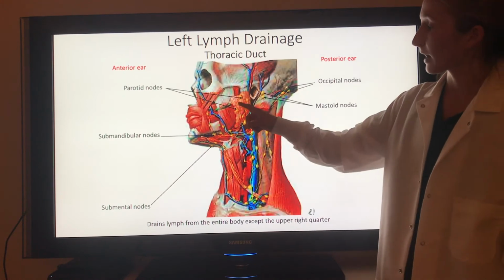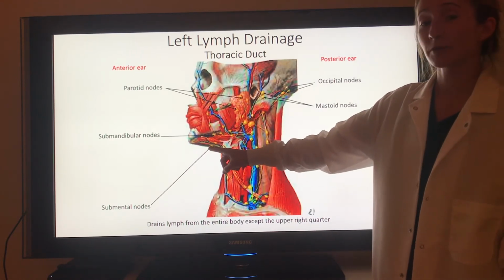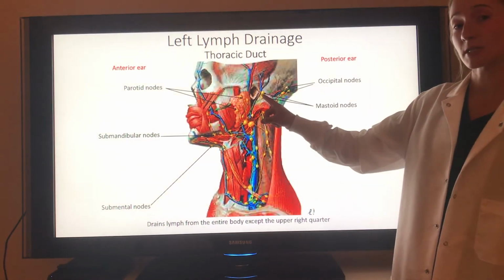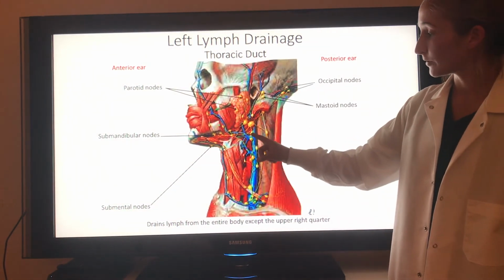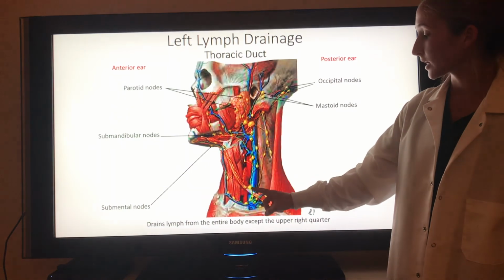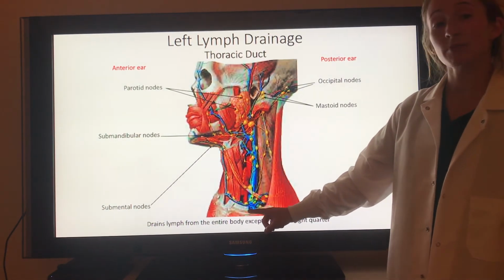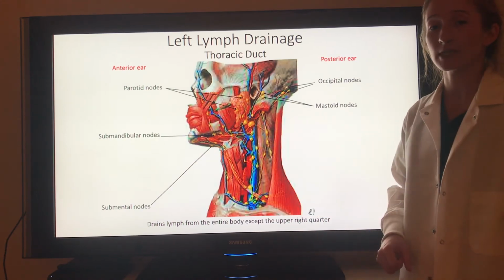Here we see the parotid, the submandibular, and the submental nodes of the anterior ear, the occipital and mastoid nodes of the posterior ear. The deep cervical nodes drain to the jugular lymphatic trunk that joins the thoracic duct. The thoracic duct then drains into the brachiocephalic vein at the left venous angle.